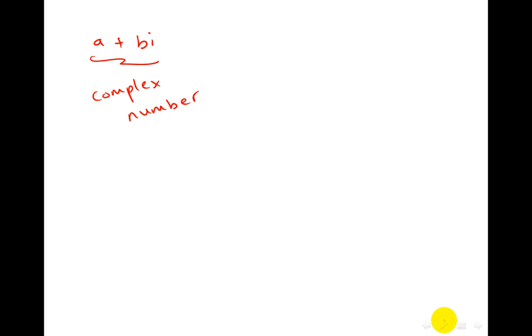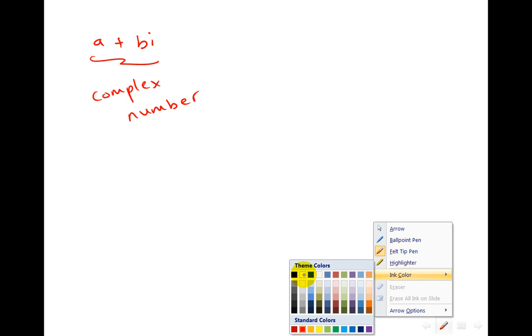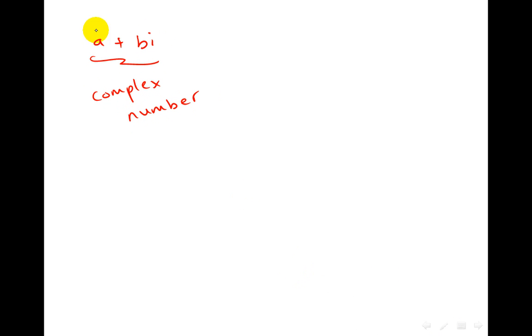A plus bi is called a complex number, where a is the real part. In a complex number you have two parts, the real part and the imaginary part. The real part will be just the numbers that you used to know before this, which is any number, and the imaginary part will be followed by i, and together they give you a complex number.